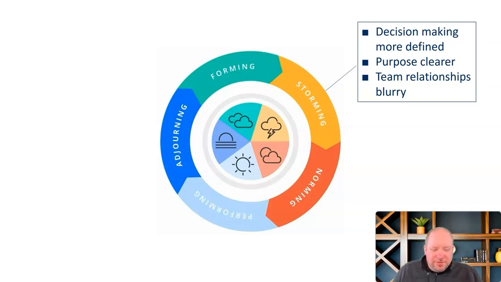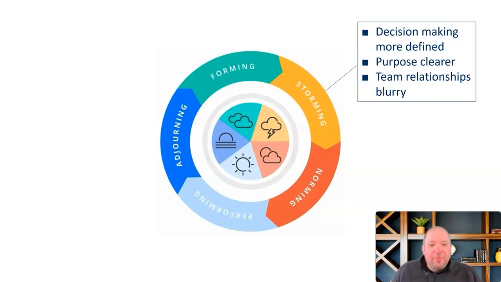But the team relationships are still a little blurry. How do we work with one another? What's my relationship with the rest of the team and my expectations for working with them? Those things are still a little blurry. And so it can be a bit chaotic, but still there's a creative surge that happens in storming as people assert themselves individually that you want to take advantage of, but it can be a little chaotic and a little confrontational at times in the storming phase of a group, but it's just all part of it.